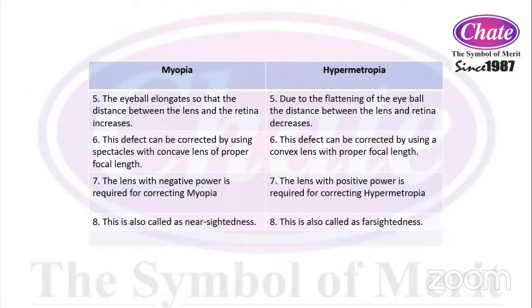A lens with negative power is required for correcting myopia, and a lens with positive power is required for correcting hypermetropia. And the last one, this is not that important, but it is one of the points you can write down. Myopia is also called nearsightedness, and hypermetropia is also called farsightedness. So you can see almost 7 to 8 points can be obtained on these two things. That is why this is a very important comparison between myopia and hypermetropia. In the board exam, they may ask about nearsightedness and farsightedness as well. Okay, so we are going to move on to the next question.